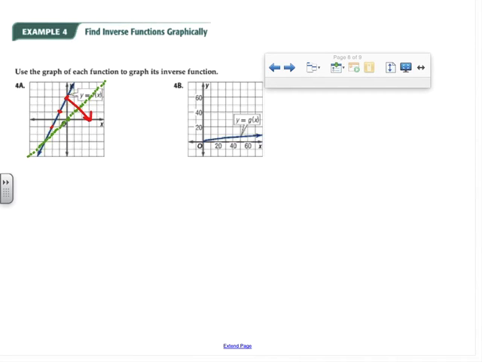Reflecting them over that line, this one comes here, this one comes here, and this point doesn't have very far to go. It'll be there. And so when I connect those dots, naturally the reflection of a line will be another line. My answer is this line.